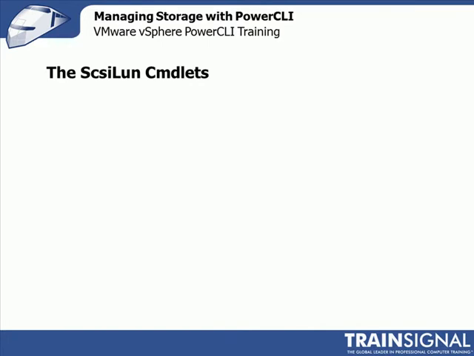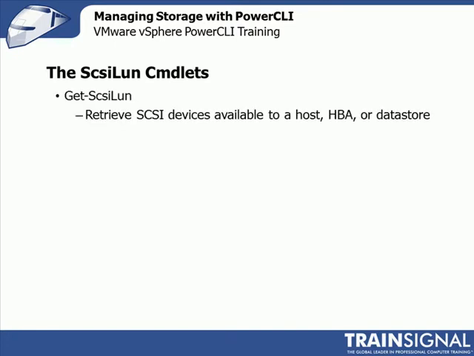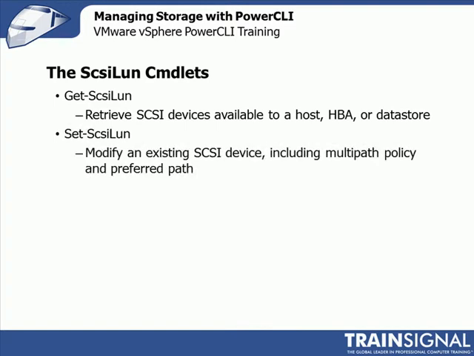So, first section, talking about these disks, LUNs, and paths, and so forth. We have the SCSI LUN commandlets. LUN refers to logical unit number. So we have the Get-ScsiLun commandlet. You can use that to retrieve SCSI devices available to a host, HBA, or datastore. It has some filtering options, which I'll show to you.